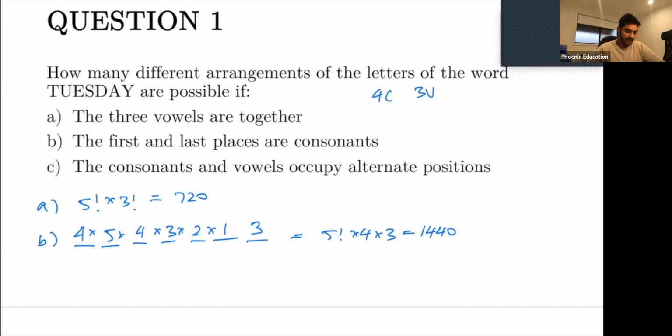Okay, part C, the vowels and consonants occupy alternate positions. So this is like the scenario that I was explaining with the runner, swimmer arrangements question. Typically, one of them is bigger than the other by 1. The bigger one you would need to place first. So I won't draw this one out, but you need to place the consonants first, and we can arrange them in 4 factorial ways, and the vowels can be arranged in 3 factorial ways. And this is equal to 144. Okay, so I'll give you guys just a second to think about that.